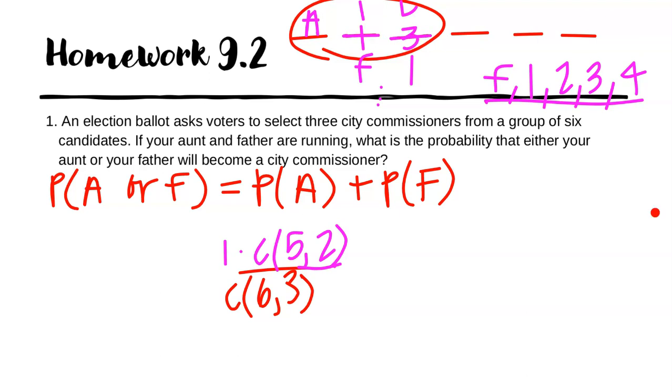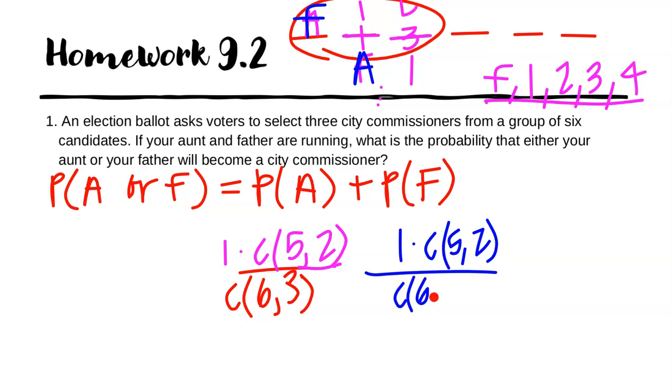Then I'm going to move on to my father. So the probability my father is chosen, well, I'm going to fix my father in this spot that my aunt was originally in, and then find all the different ways that could happen. So it could be father 1, 2, father 1, 3. Of course, it can be my father again, but it could be father, aunt 1, father, aunt 2, etc. So that would be 1 for my father times the combination of 5, 2 divided by the combination of 6, 3. And we know that since the word or was there, we're going to be adding these 2 probabilities.